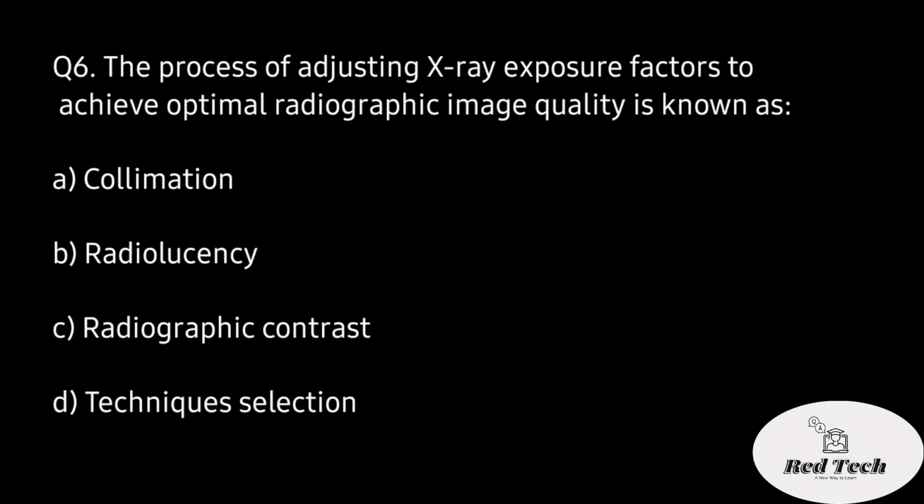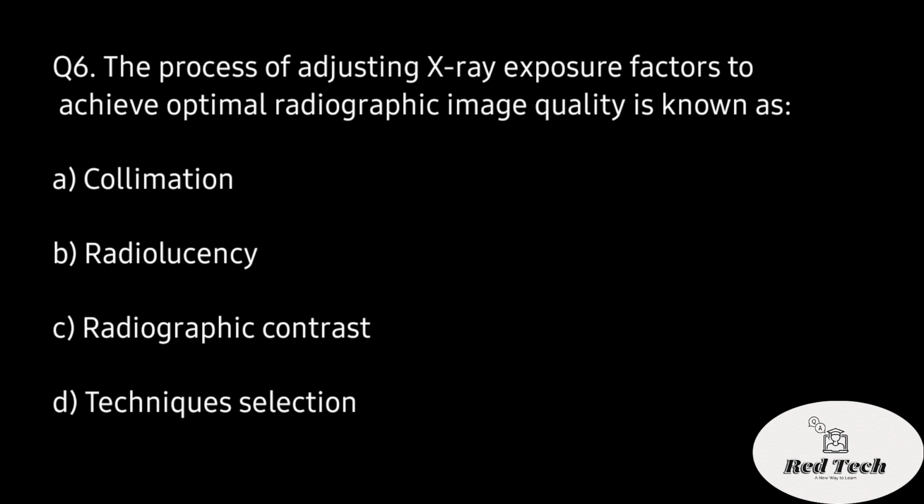Now question number 6. The process of adjusting X-ray exposure factors to achieve optimal radiographic image quality is known as. When we go through the X-ray, we have to maintain the optimal image quality by using some factors. So what will that process be called? In the given options we have to tell which process this is. Options are: option A collimation, option B radiolucency, option C radiographic contrast, and option D technique selection.